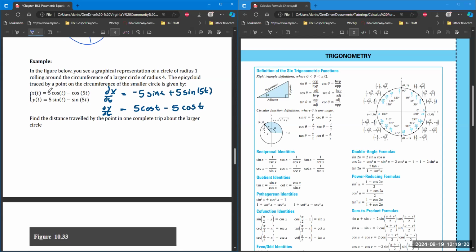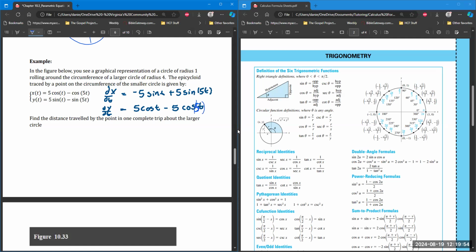dx dt is going to be negative 5 sine t plus 5 sine of 5t because of the chain rule, and dy dt is going to be 5 cosine of t minus 5 cosine of 5t. Something looked wrong there.